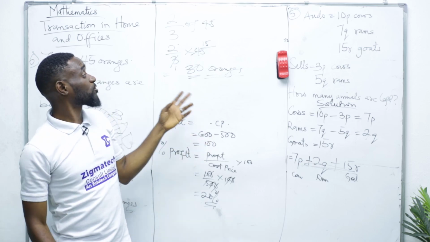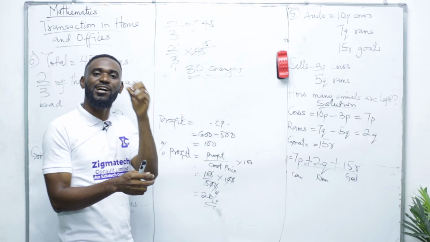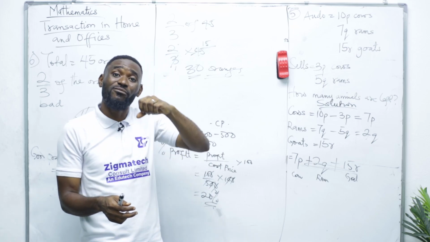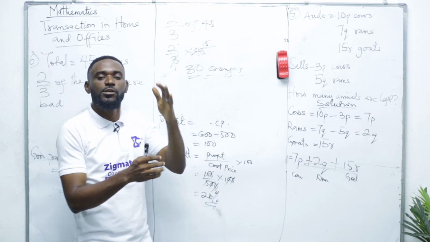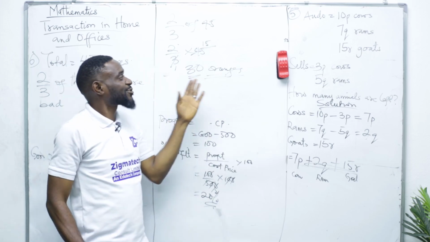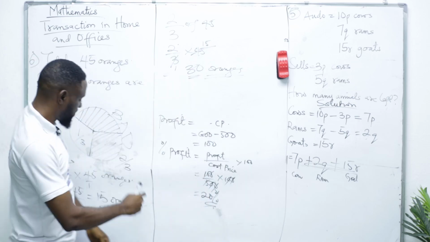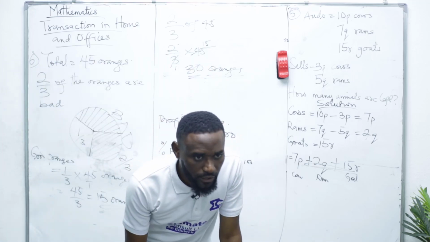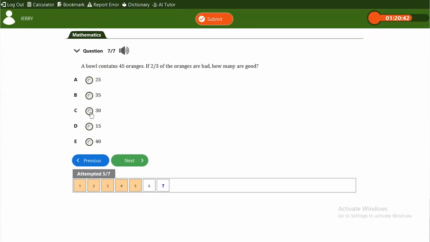Okay? Another way to have solved it without going through this route is to simply get the actual figure of 2/3 of the oranges that are bad. When you get this 30, it means 30 are bad. So the ones that are good, subtract this 30 from 45. It will give you the ones that are good, which is 15. Is that okay? That is another way to go around it. Okay. So the answer is 30, all right?